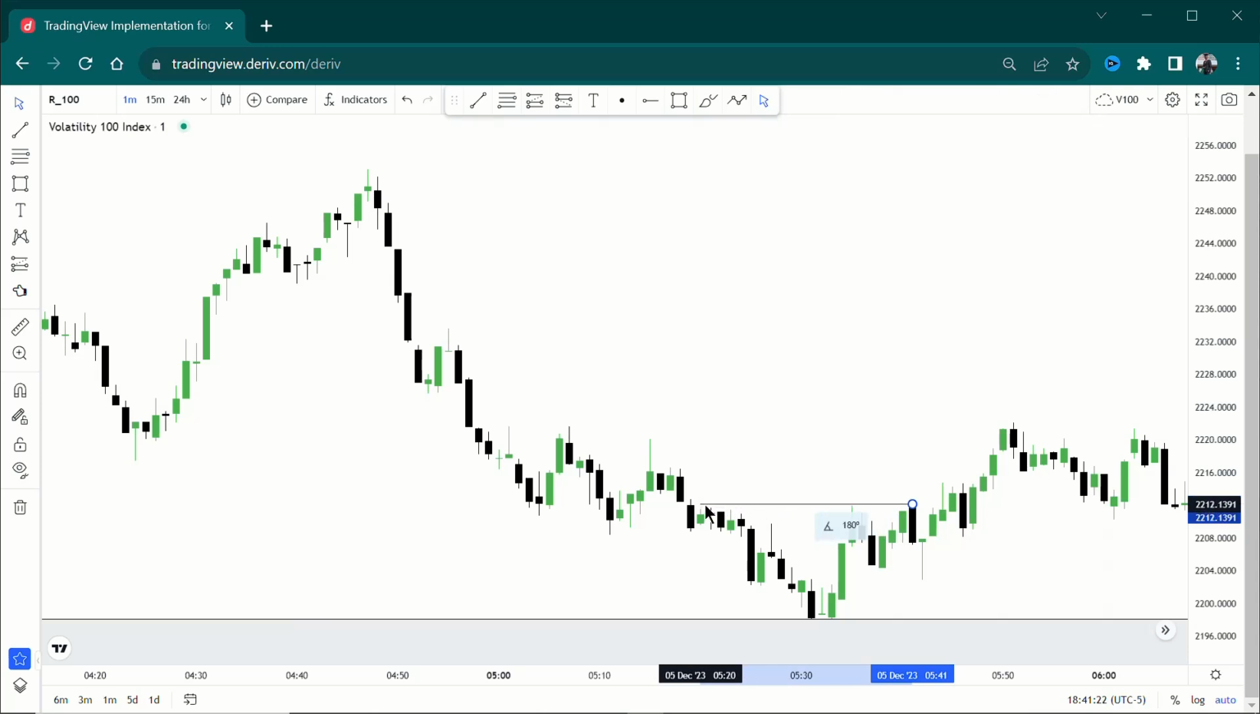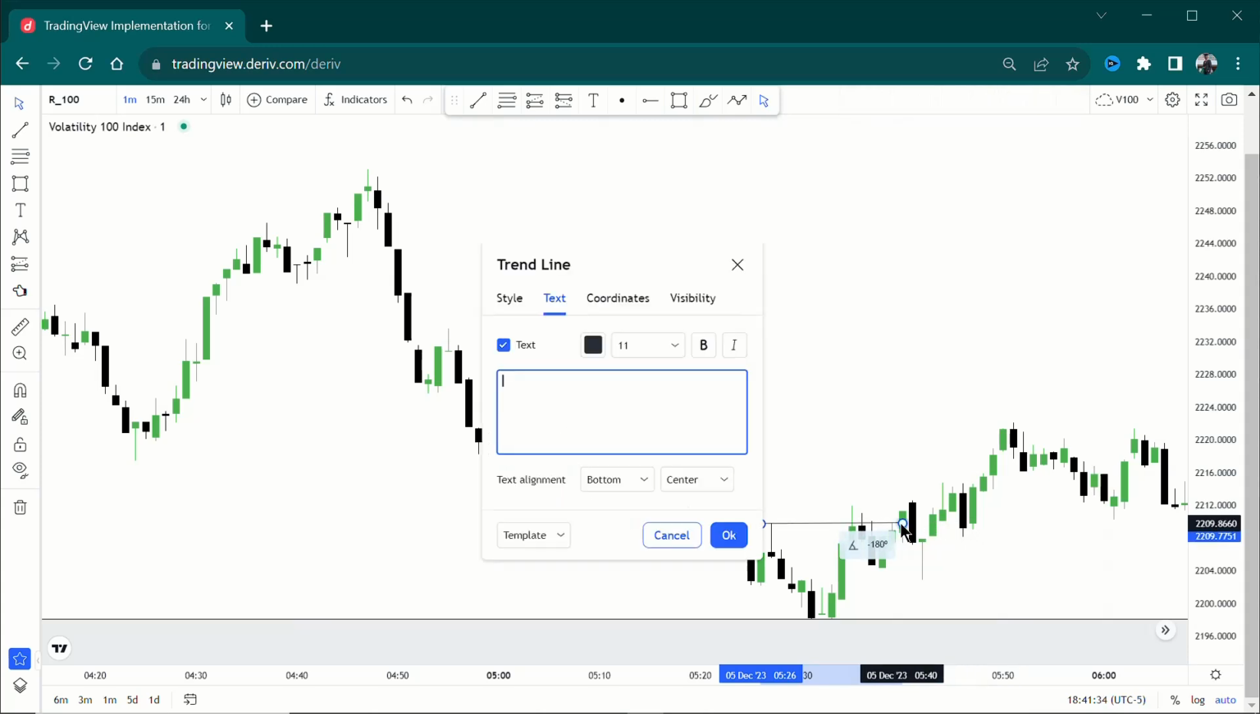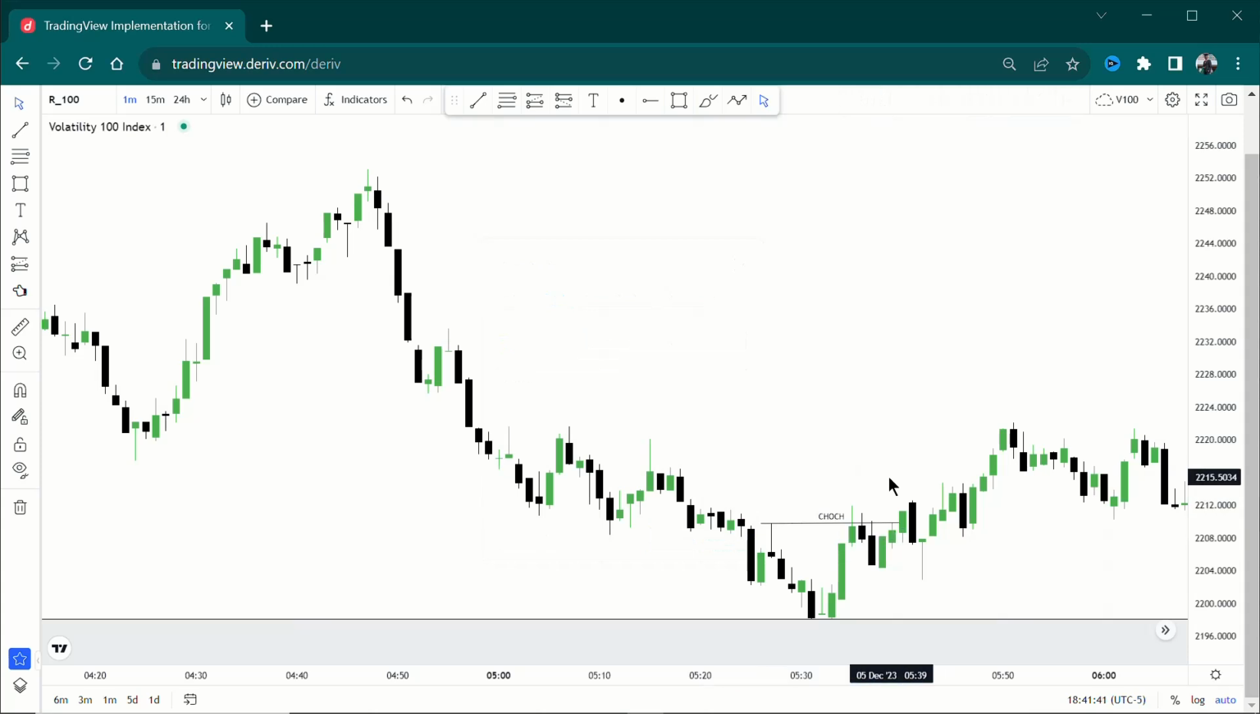So there was a change of character. Let me just put it here. This is your change of character. This is the change of character. And where is the inducement? This is the inducement here. This is the inducement.